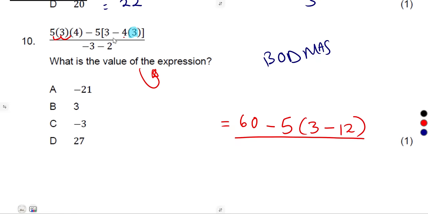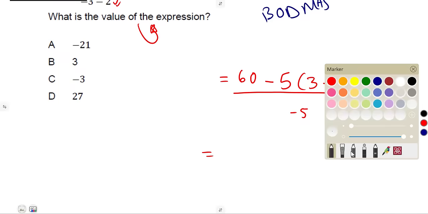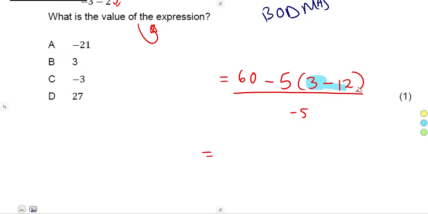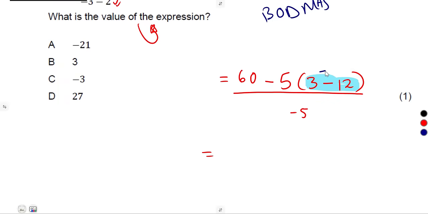The denominator is considered separately from the numerator, so you can simplify it on its own. Negative 3 minus 2, that's minus 5. Simplify it. If we consider what we have now, there is a bracket which we can simplify. So what is it that we are going to obtain? 3 minus 12, that was going to give us negative 9.